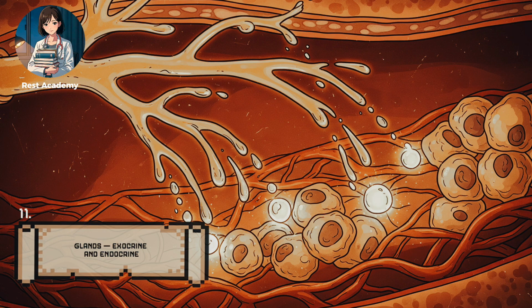Pseudostratified epithelium appears layered but is truly simple. Every cell contacts the base, though not all reach the lumen. Transitional epithelium is considered stratified by structure but is classified separately due to its unique function and dynamic form.